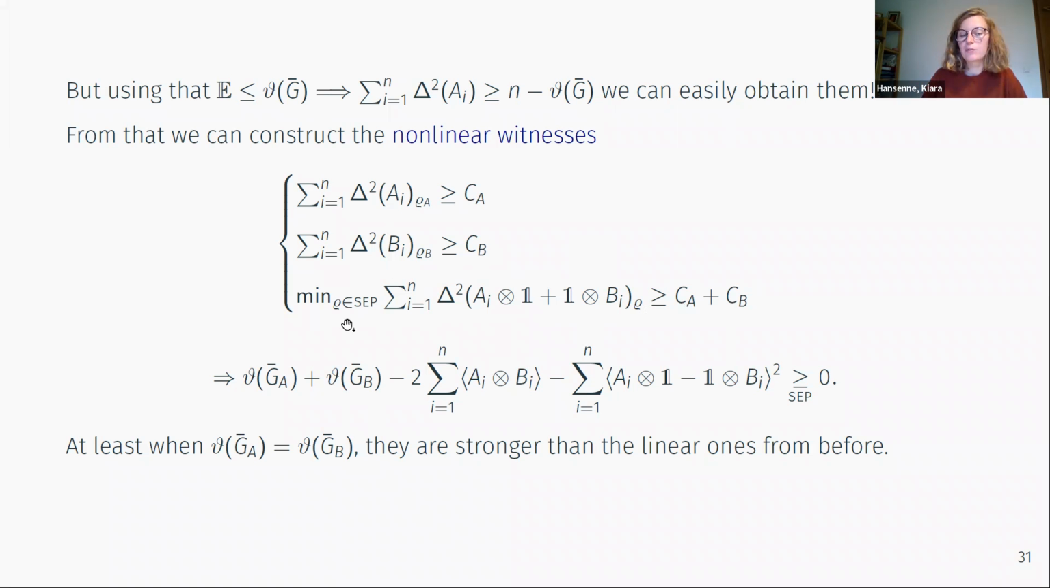If you now minimize over all separable states, this has to hold. So by rewriting these using the Lorentz theta bound, we end up with this equation here, which has to hold for all separable states. Meaning that if this expression is smaller than 0 for some state, you know that it is entangled.